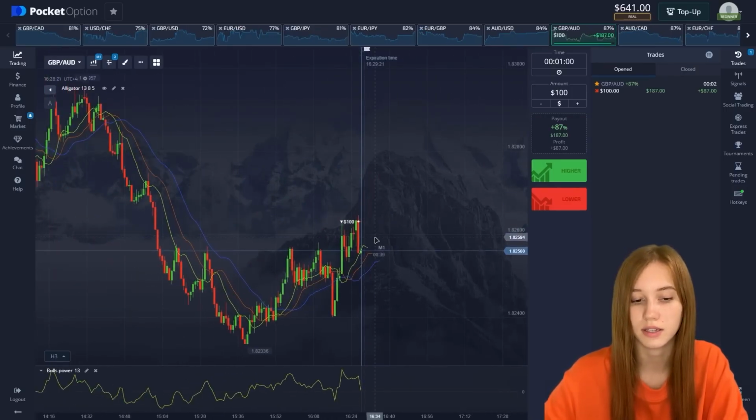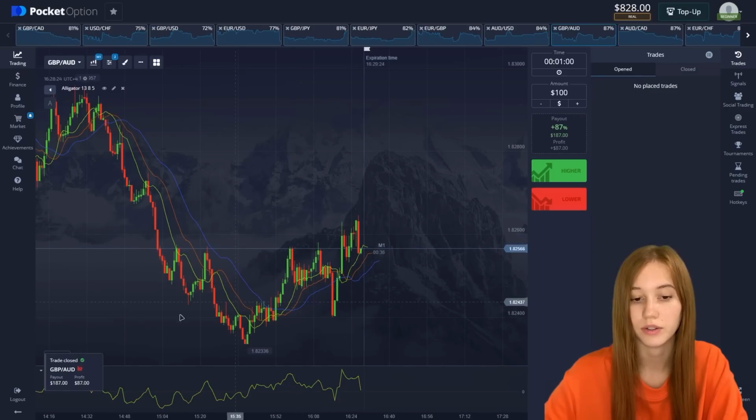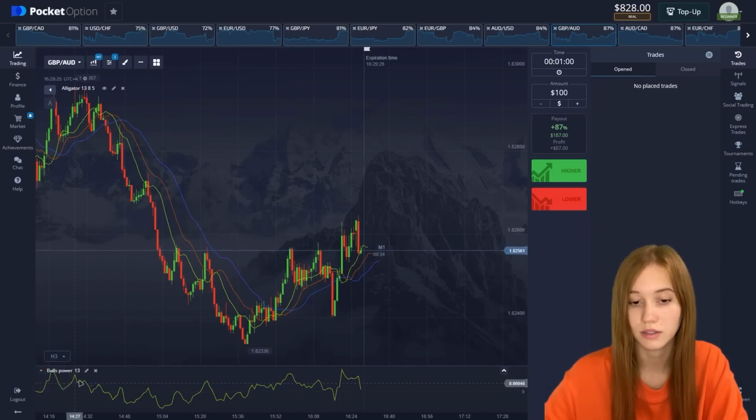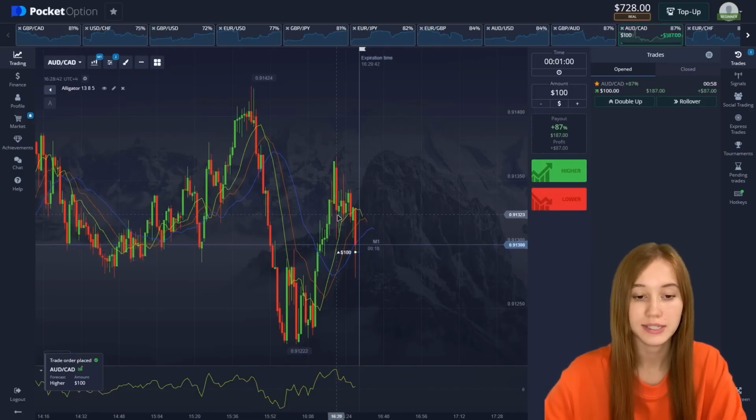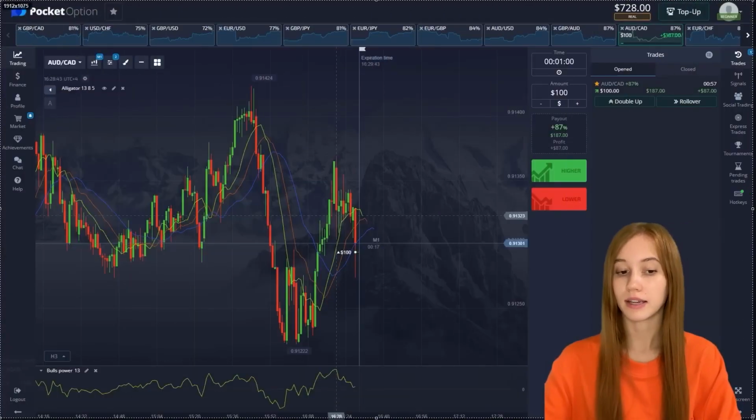6 seconds until the end of the deal. The drawdown occurs and we close the deal with the profits. The balance is $828. So, next concept, let's open up and start technical analysis.